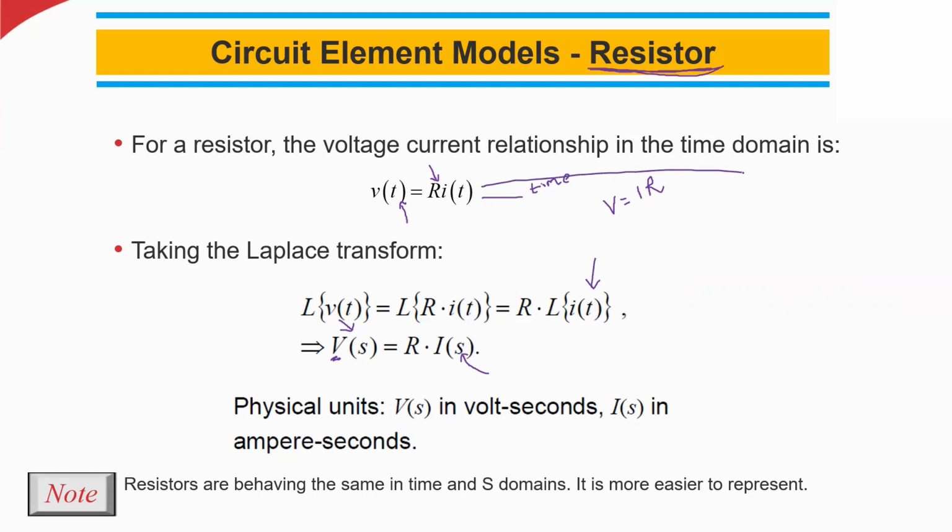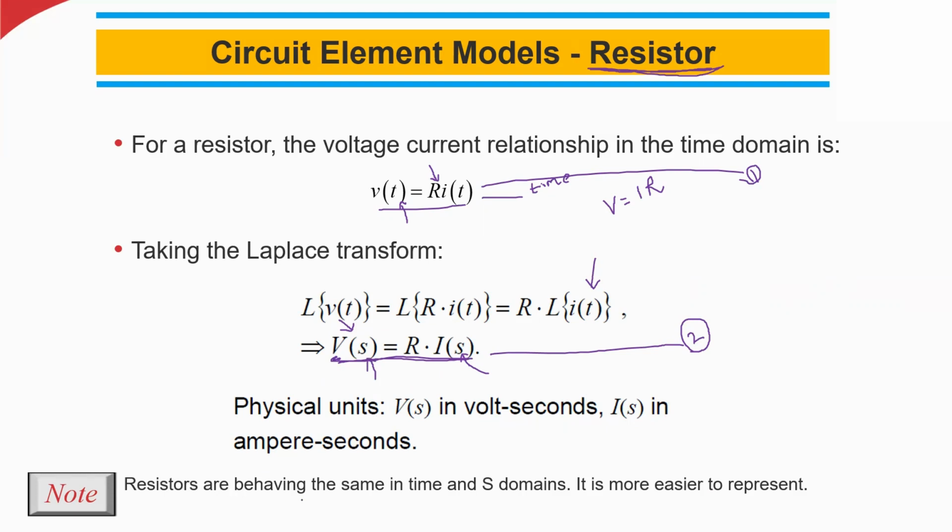This is equation 1 in time domain, and this is equation 2 in S domain. So you represent the resistor like this in time domain, and in S domain you represent this resistor like this. What are the physical units? V of S is in volt seconds, and I of S is in ampere seconds.